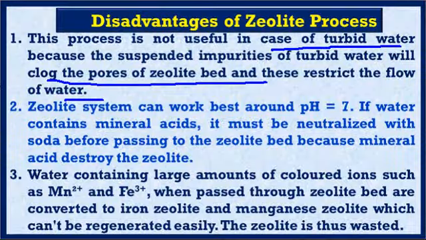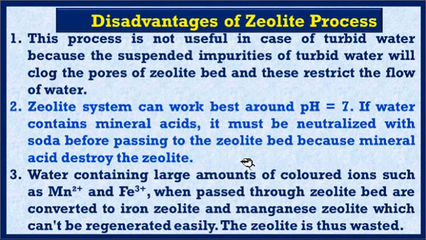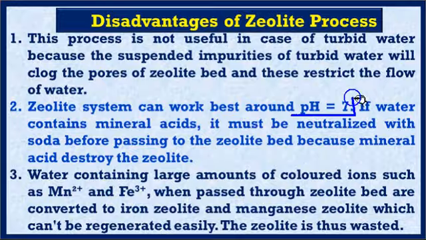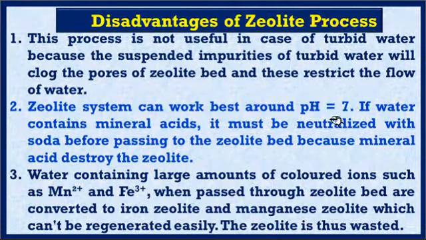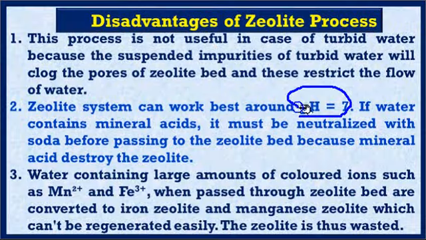The second disadvantage is that the zeolite system works best around pH 7. If water contains mineral acids, it must be neutralized with soda before passing to the zeolite bed, because these acids can destroy the zeolite. So this method works best around pH 7, that is, at neutral pH.